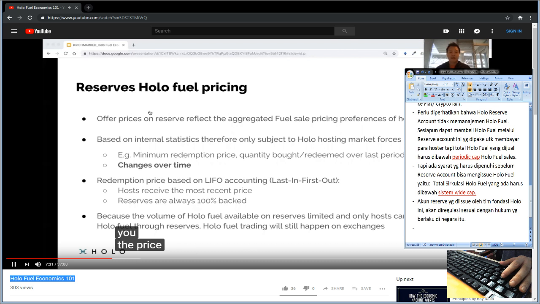The price of Holo Fuel at a reserve is a critical variable since it acts as a stabilization.